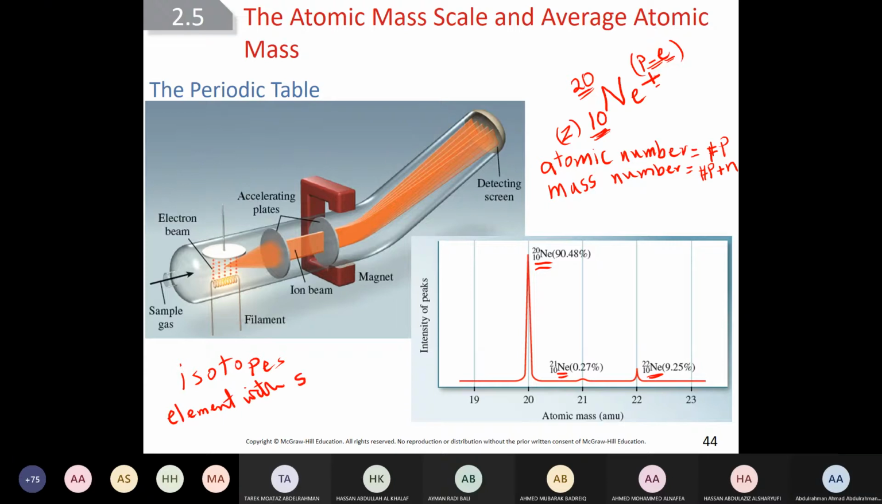Element with the same Z, but different A. Is this acceptable? Yes or no? Yes. Exactly. Look at Z here, 10, 10, 10, but different A: 20, 21, and 22. Is this clear?